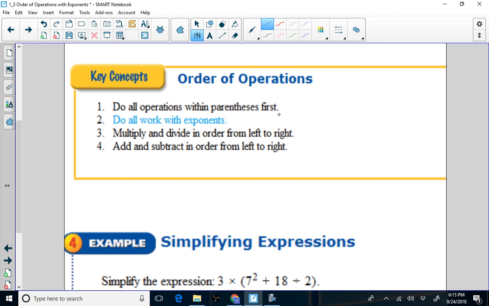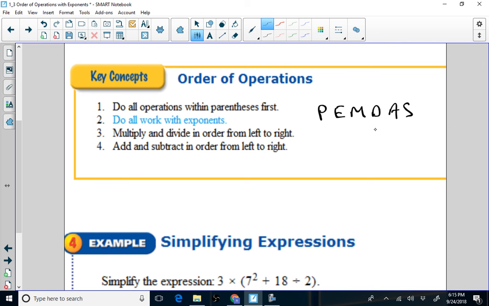Do all parentheses first, then we do exponents, we do multiplication and division from left to right, then we do addition and subtraction from left to right. And the key is that it's from left to right. Too many students think that, they're given an acronym: please excuse my dear Aunt Sally, PEMDAS, which usually represents parentheses, exponents, multiplication, division, addition, subtraction.